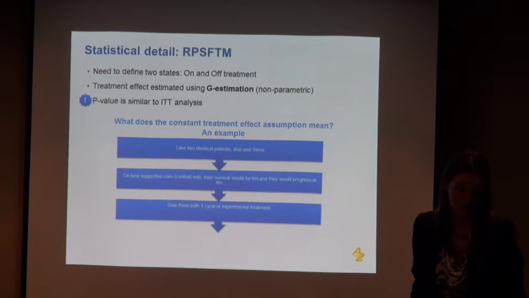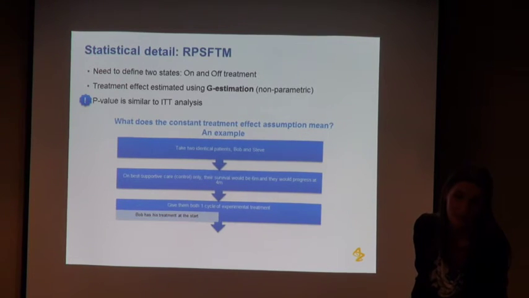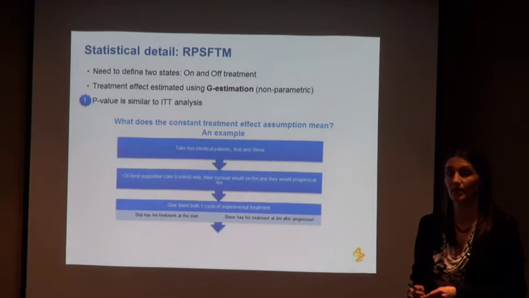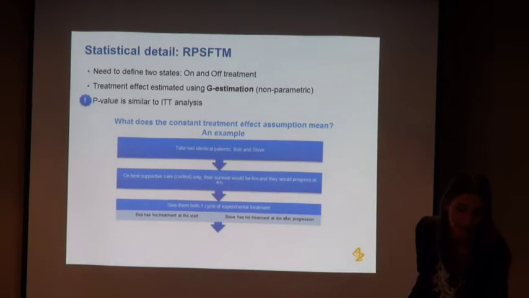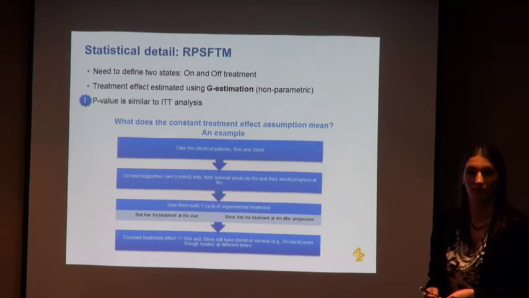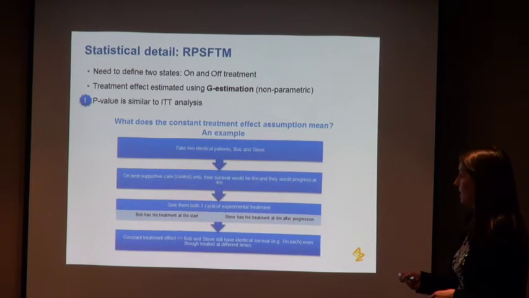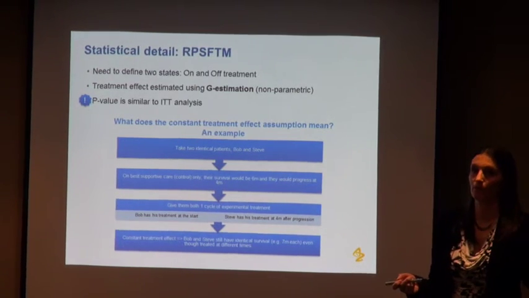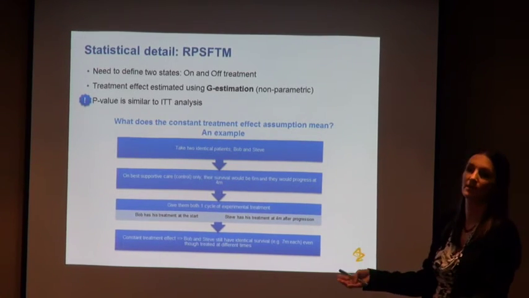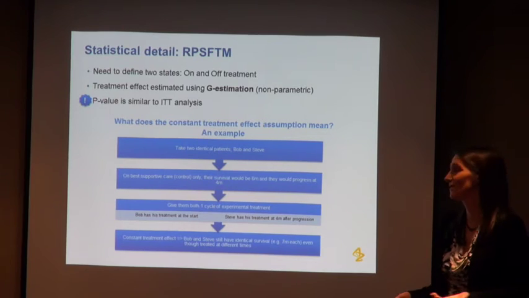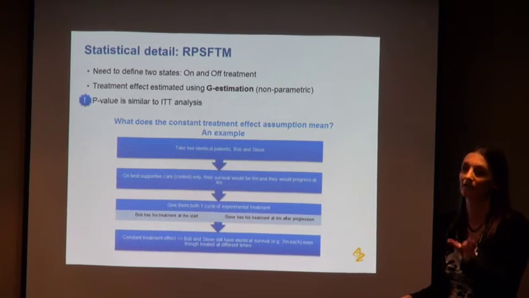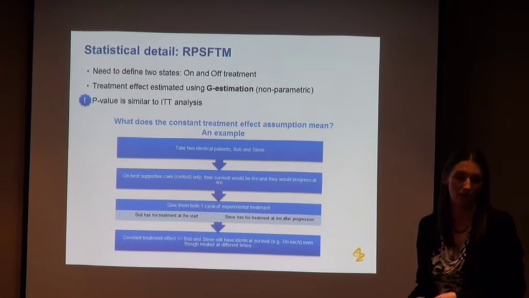And we give them both one cycle of treatment. Bob has his treatment right at the start, but Steve has his at 4 months, after progression. And what the constant treatment effect assumption is saying is that both Bob and Steve would then have identical survival still, say 7 months each. Even though Bob has his cycle of treatment right at the start, Steve has his after progression, it extends their life by the same amount. And in oncology, I think there's usually a generally accepted wisdom that the treatment effect probably gets weaker after progression as a patient gets worse.